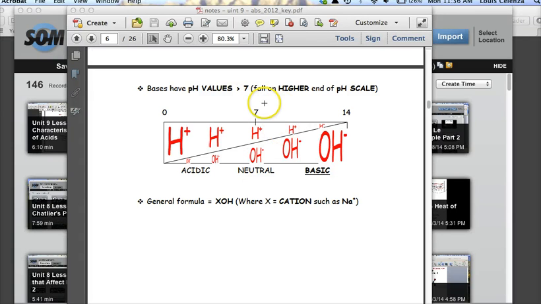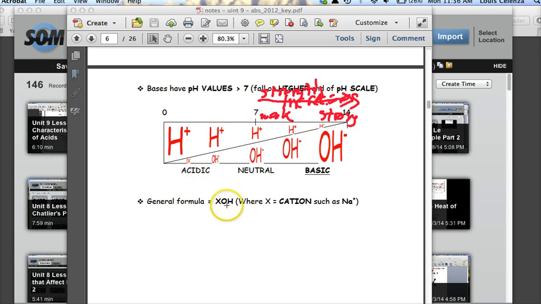Generally speaking, bases have a pH above 7. This would be a weak base. These would be strong. And strength with bases is the opposite. It increases as you get towards 14. So a base with a pH of 8 is very weak compared to a base with a pH of 14.